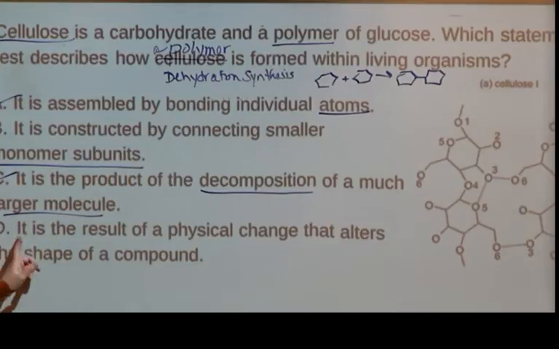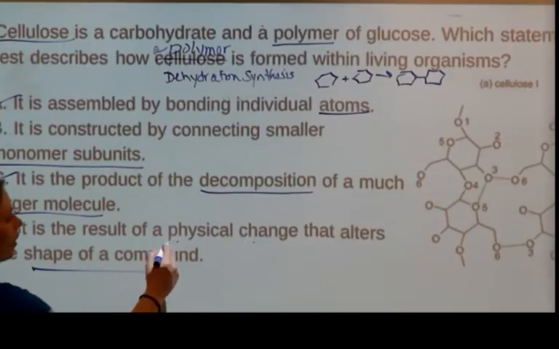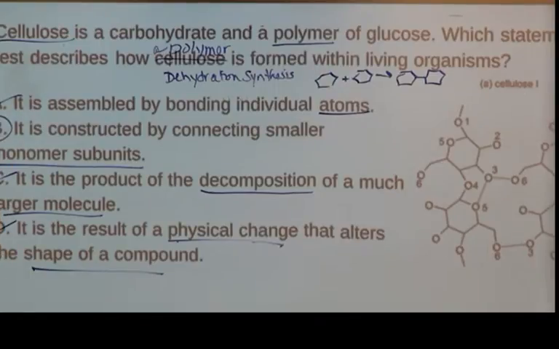It is the result of a physical change that alters the shape of a compound. Does this have anything to do with shape? Okay, so then all of a sudden you've got that one. And again, you see polymer, you see monomer. Clue into the pieces that you know and not just trying to figure out everything if you don't know what some of those words are.